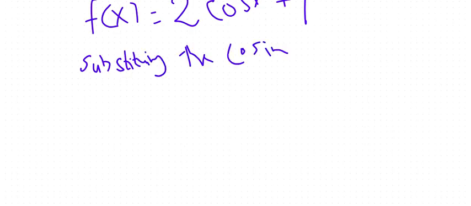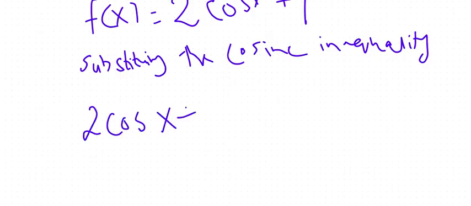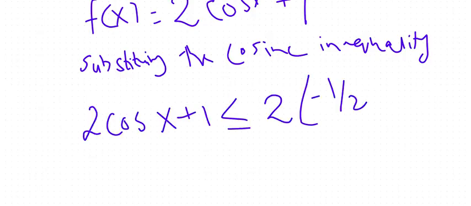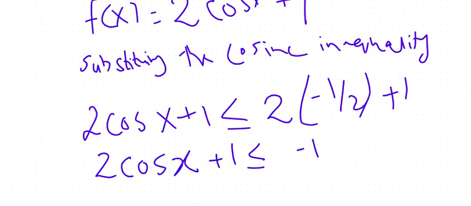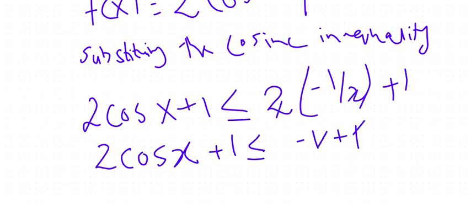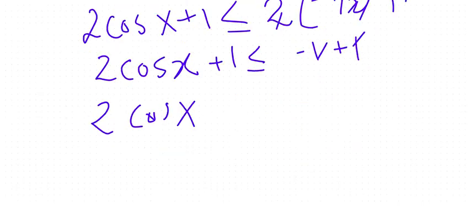So we have 2 cos x plus 1 less or equals to 2 into minus 1 by 2 plus 1. All right, so we have 2 cos x plus 1 less than minus 1 plus 1. Okay, so this is going to 0. We get 2 cos x plus 1 less or equals to 0. So this means we are looking for the interval where f of x less or equals to 0, where f is below the x-axis.